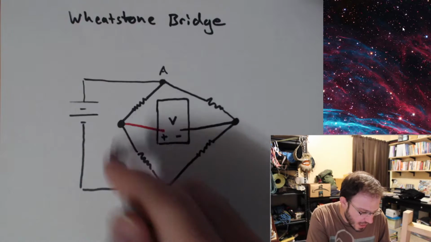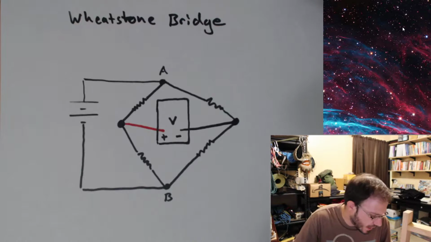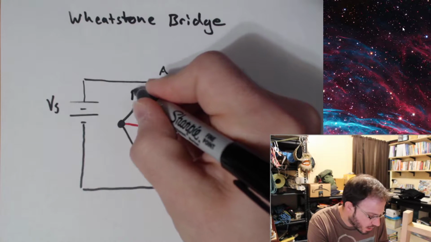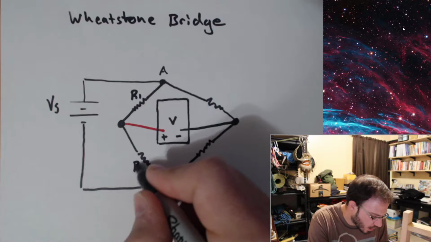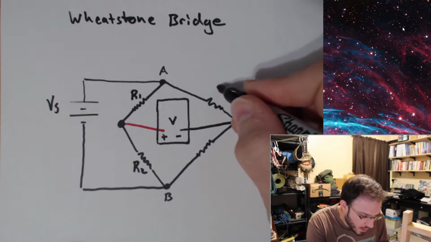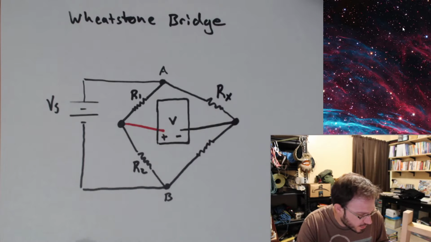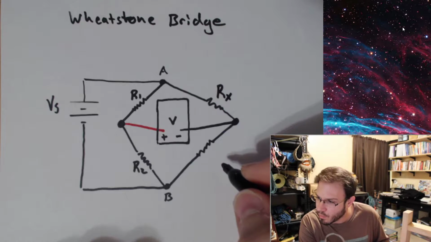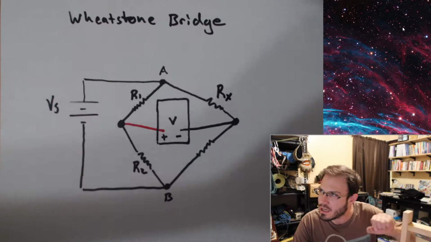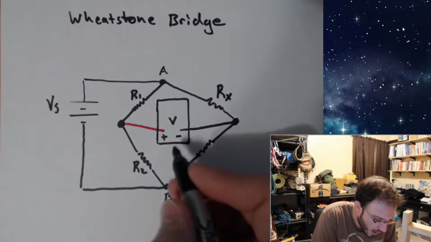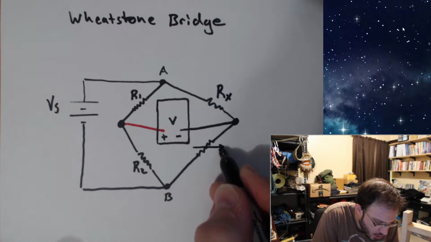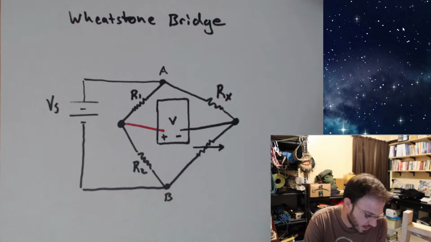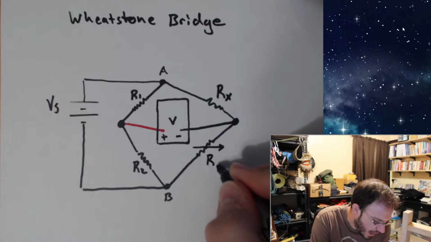Now, I'm going to have to label some of these resistances. So let's say our voltage source is V sub S, and over here is R1, and over here is R2, and up here, we're going to call this RX. You'll see why in a minute. And over here, we're going to have a variable resistor. So we're going to have something that we can change the resistance value of. And we always denote a variable type of component by putting a diagonal arrow through it. And we're going to call this R sub S.